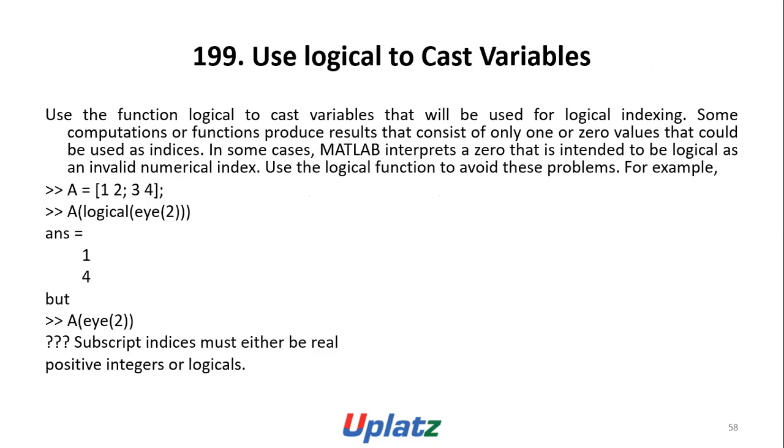Use logical to cast variables. Use the function logical to cast variables that will be used for logical indexing. Some computations or functions produce results that consist of only 1 or 0 values that could be used as indices. In some cases, MATLAB interprets a 0 that is intended to be logical as an invalid numerical index. Use the logical function to avoid this problem. For example, A equals 1, 2; 3, 4, and I2 equals logical of the index; A of I2 returns answer 1, 4, but A of the raw index gives the error: subscript indices must be either real positive integers or logicals.